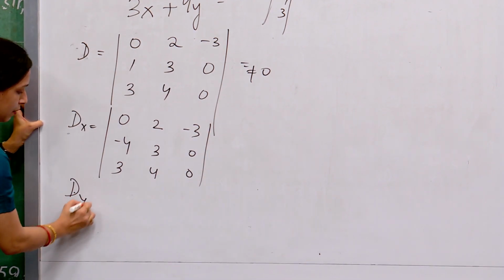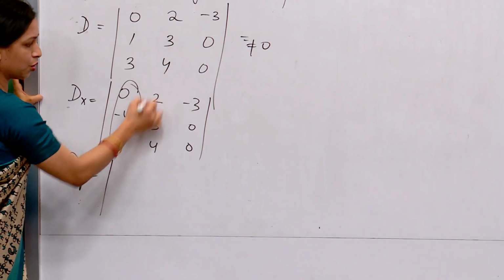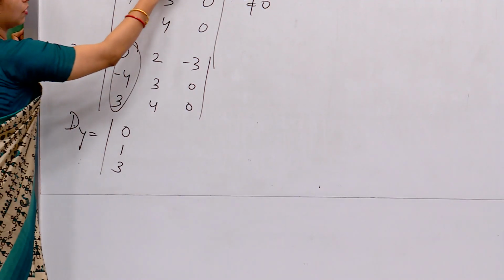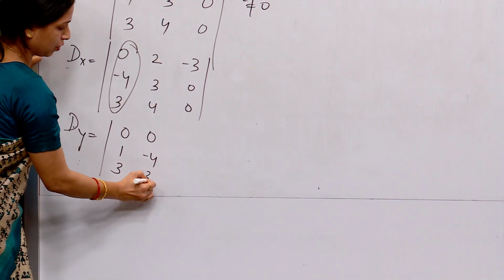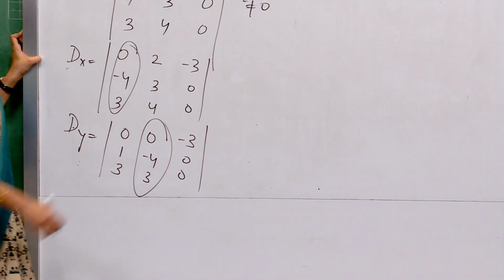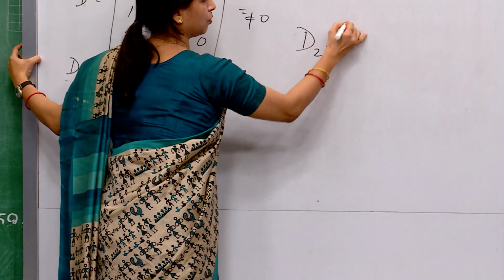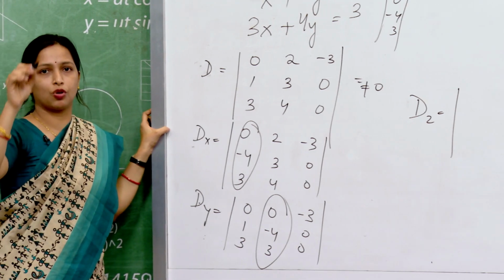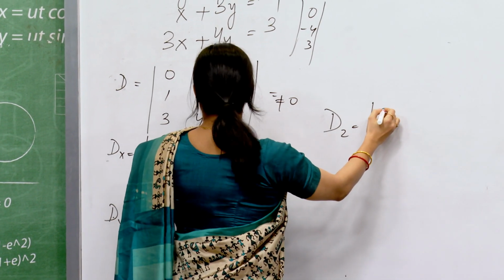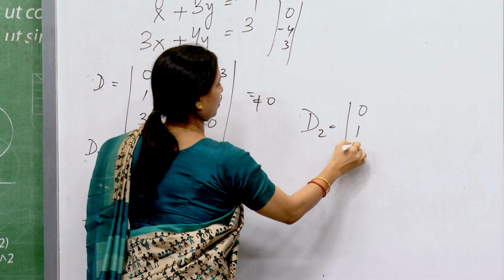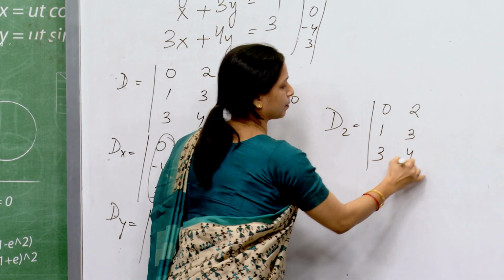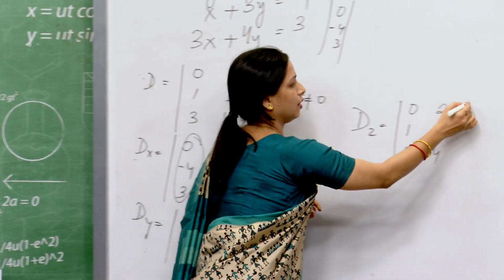Similarly, for dy, what do you do? You substitute the values of y. So, 0, 1, 3, with the known values 0, minus 4 and 3, and the other elements remaining the same. Similarly, for dz, what do you do? You substitute the coefficient of z with the known values. So, you repeat the 0, 1, 3, okay, 2, 3, 4 and finally, with the known values.